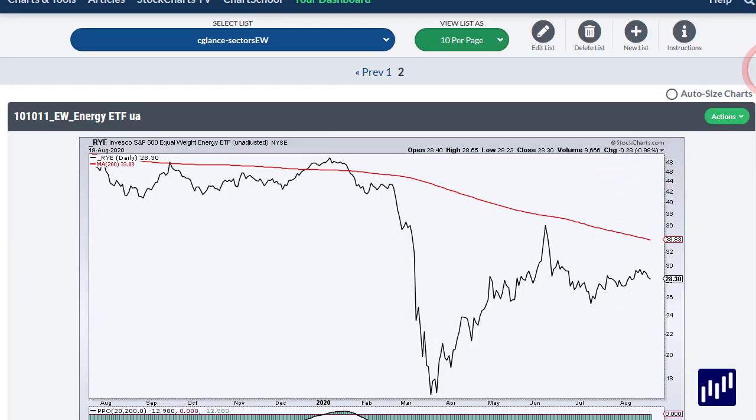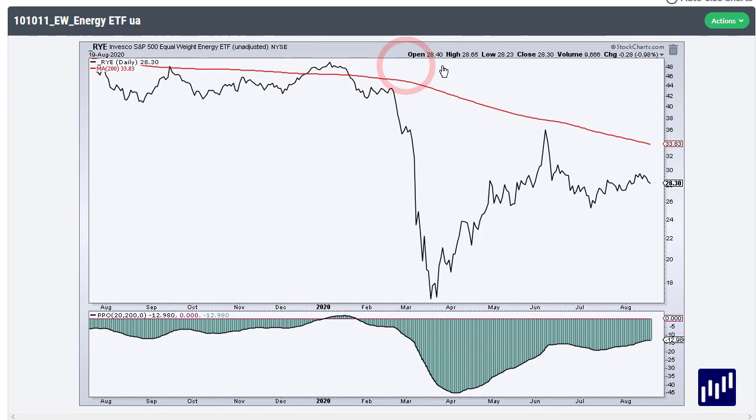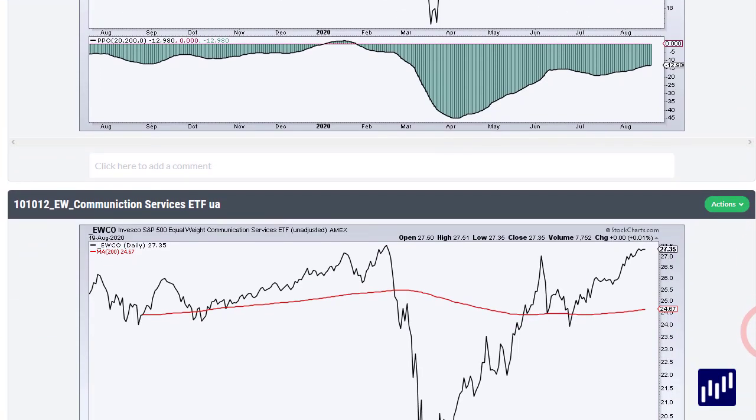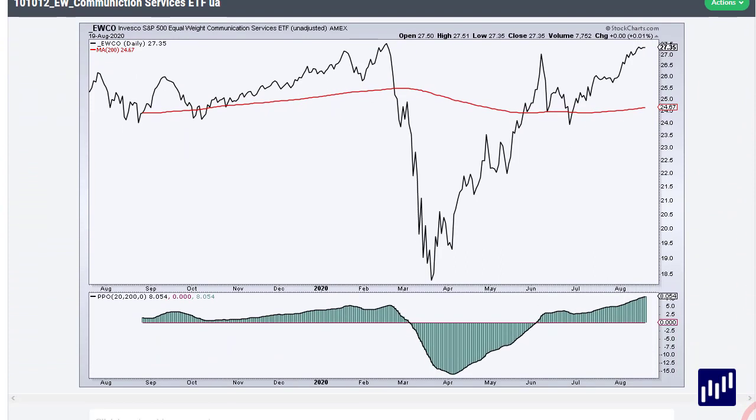And then we look at energy. Energy is another laggard, not even close to the February high, not even close to the June high. Actually, that's a January high, and it looks like it's poised to break down and move lower. And then communication services, the smallest sector, but it is a leader because it is back near that February high and above the June high.